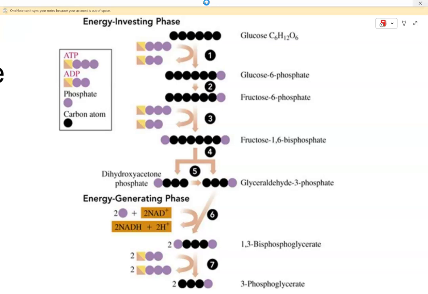I want you to take a look at the first step of the energy investment phase. How many ATP molecules do we have? No. First step. How many molecules do we use? 1. Second step. How many molecules do we use? Sorry, third step, how many molecules do we use? So what's the total? Keep it in mind, will you?